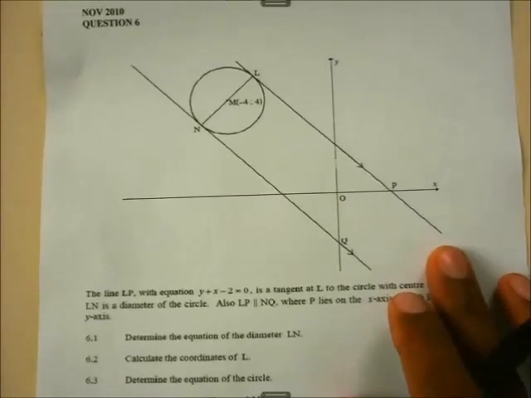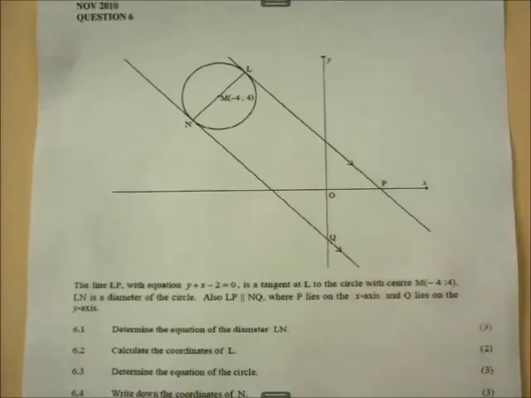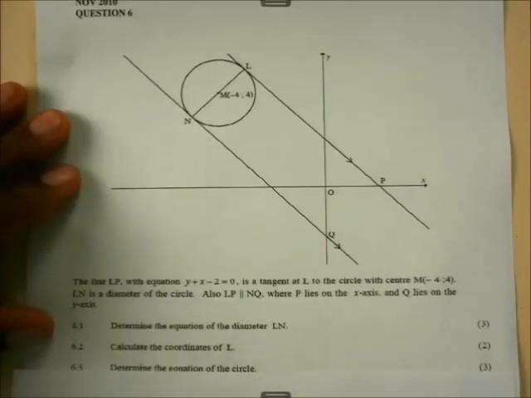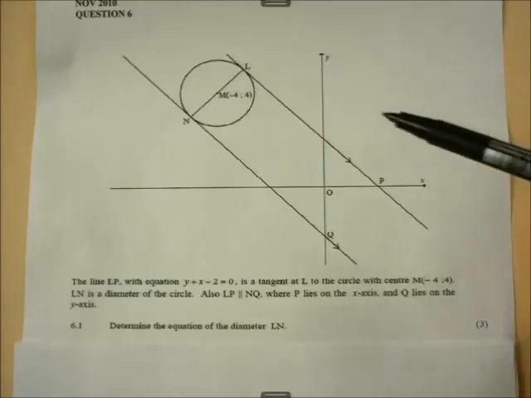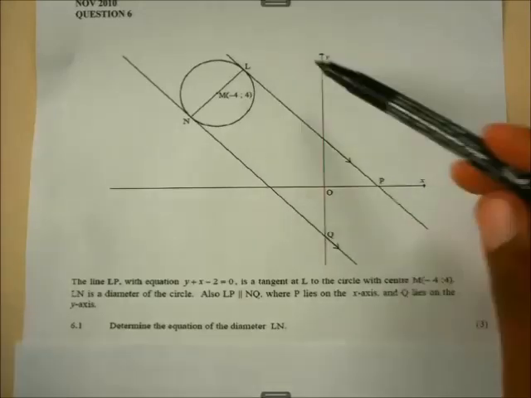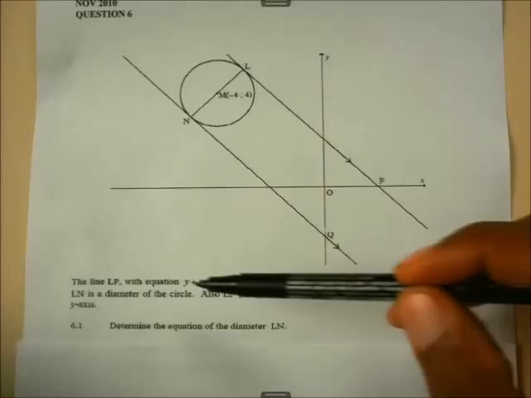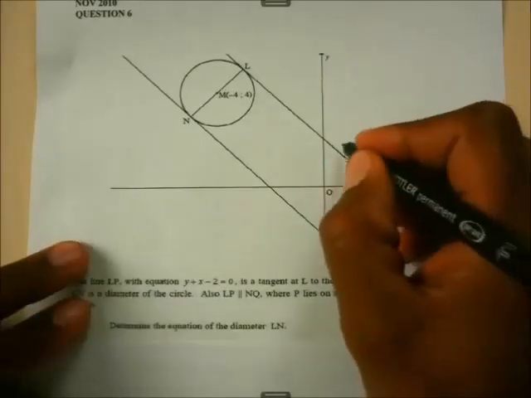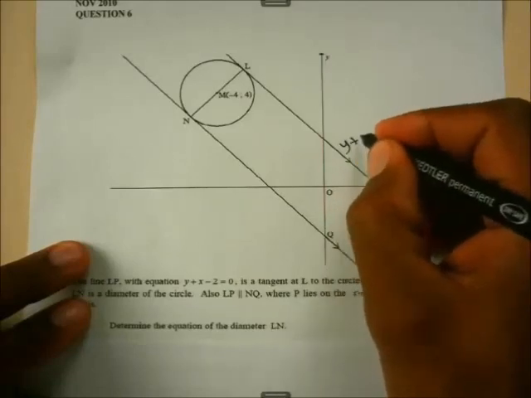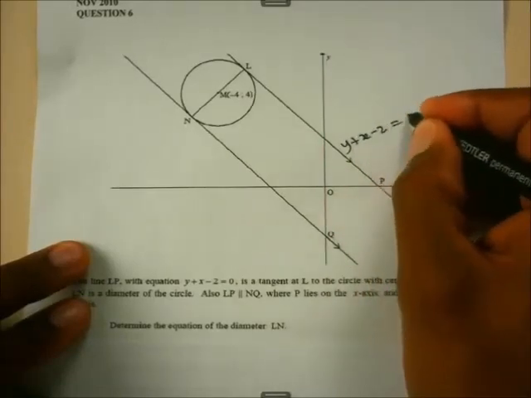Let us look at this one. This is November 2010 question 6. You can see now we have the line LP here on this side with the equation y plus x minus 2 equals 0.